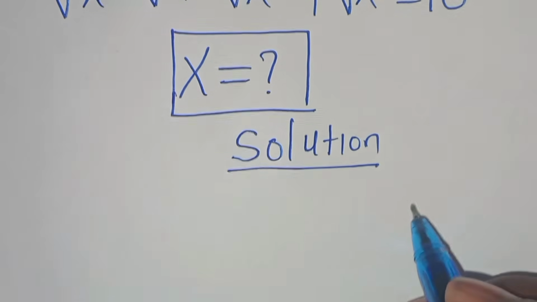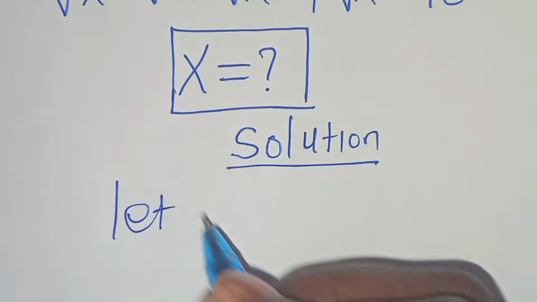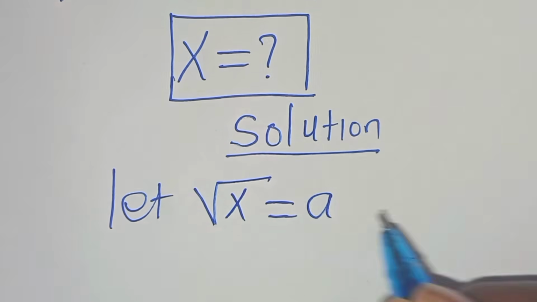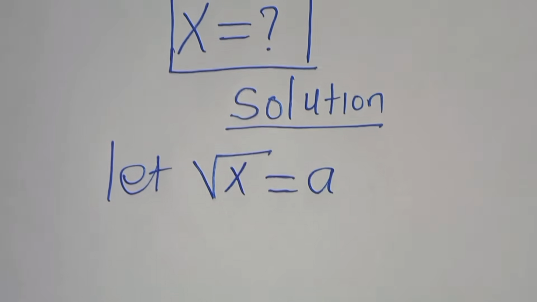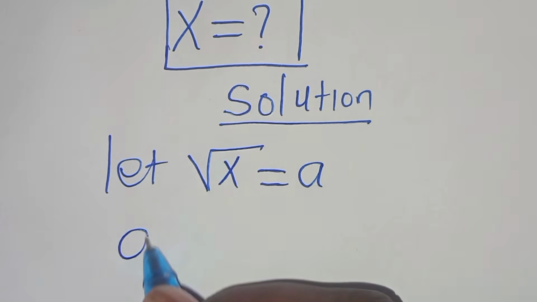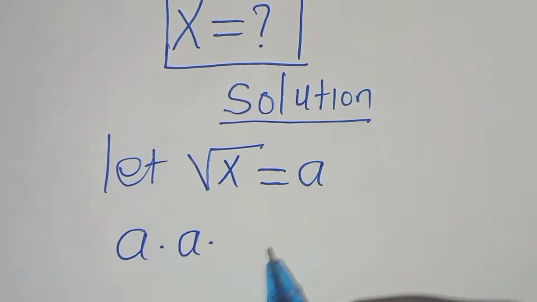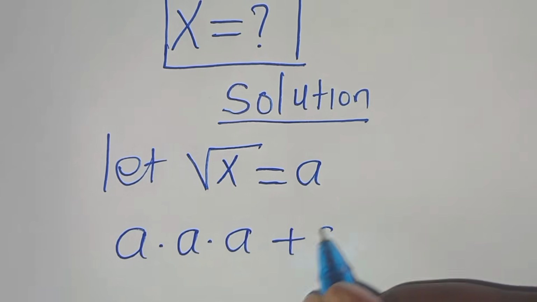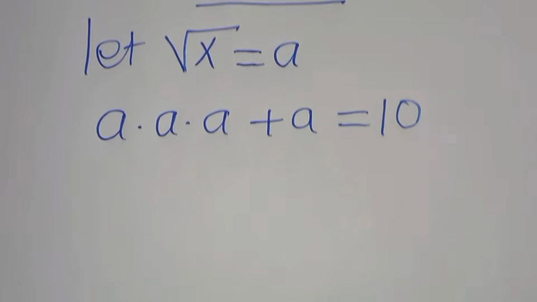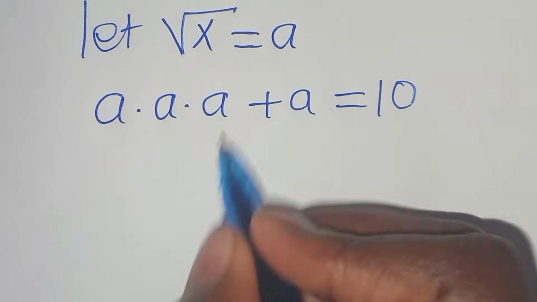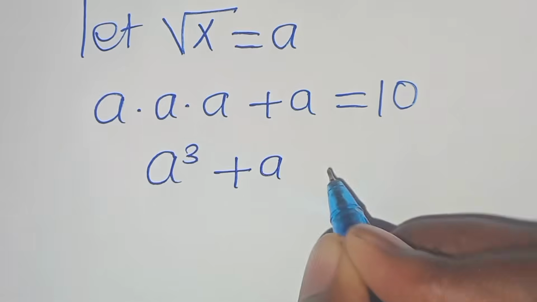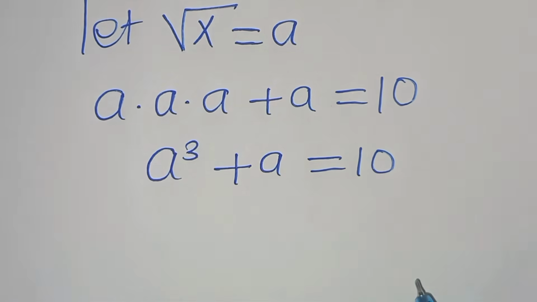So the first step to do here, we can let the square root of x be equal to a. So this means that we can substitute where we have the square root of x with a, so that we have a times a times a plus a, which is equal to 10. So a times a times a is a to the power of 3, plus a, equal to 10.